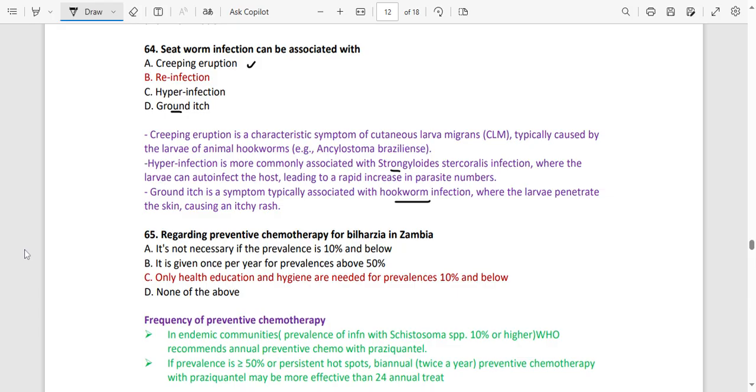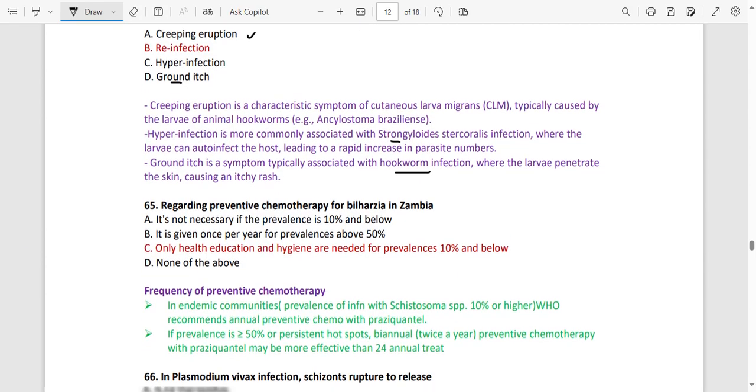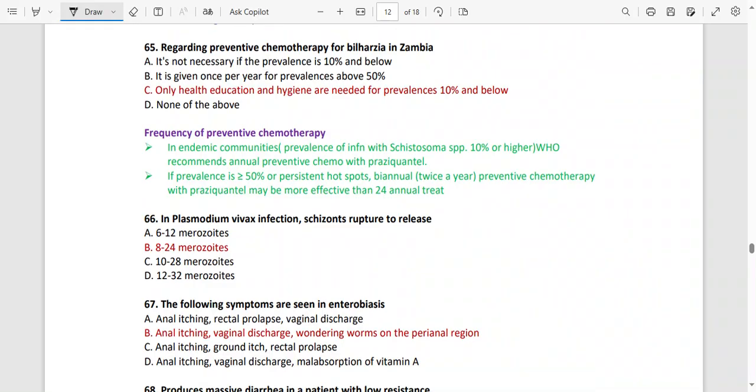Number 65. Regarding preventive chemotherapy for bilharzia in Zambia: it's not necessary if the prevalence is 10% and below. It is given once per year for prevalence above 50. Only health, education, and hygiene are needed for prevalence 10% and below. None. So this is from the lecture notes, where I've put the frequency of preventive chemotherapy for bilharzia.